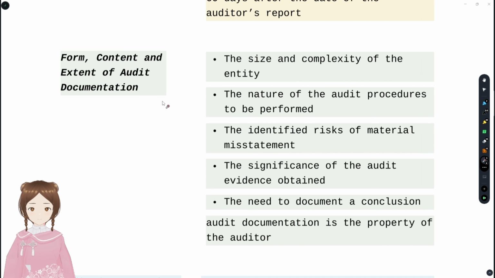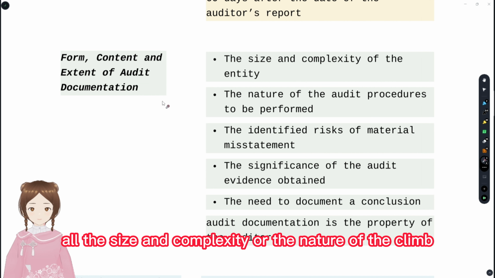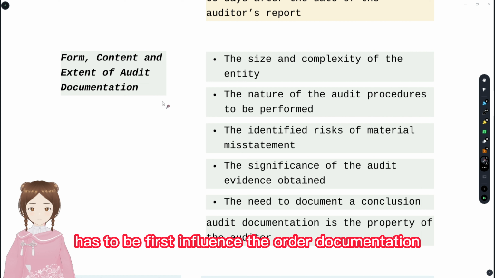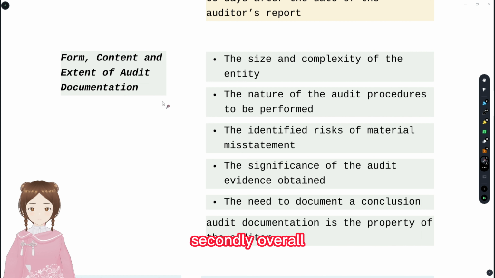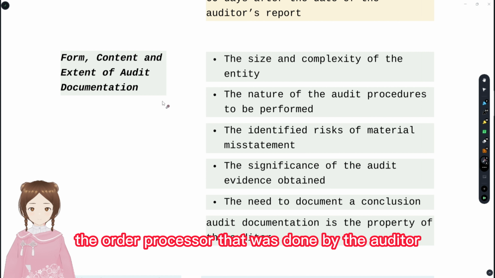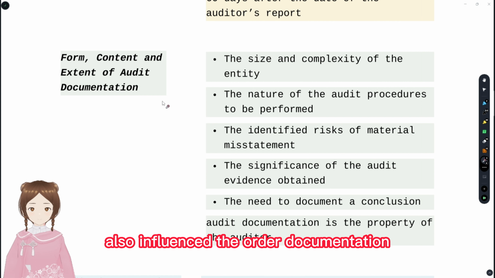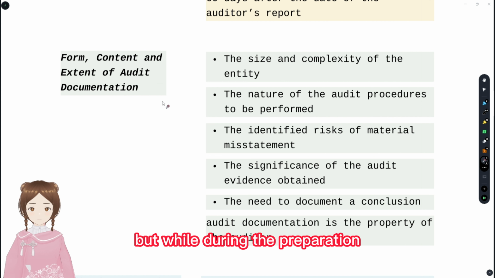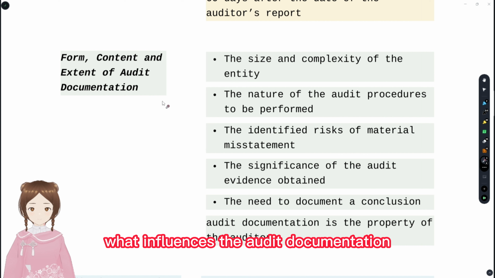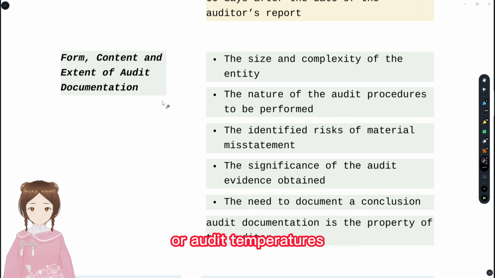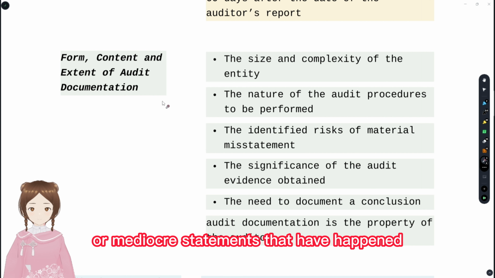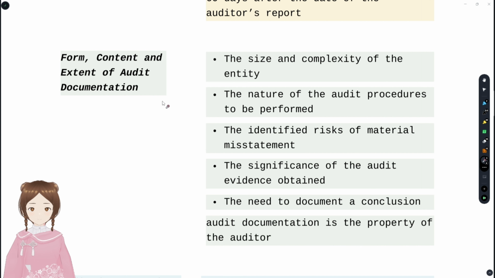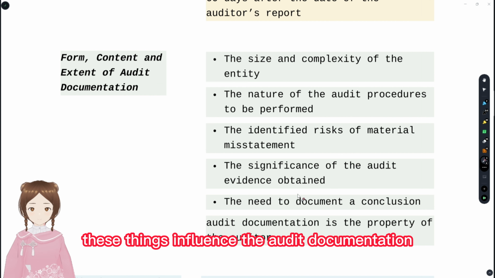First, the size and complexity or the nature of the client influences the audit documentation. Second, what audit procedures were done by the auditor also influence the audit documentation. This is before the preparation of the audit. But during the audit, what influences the audit documentation or audit evidence? All the significant matters, if at all any fraud or material misstatements have happened, influence the audit documentation.